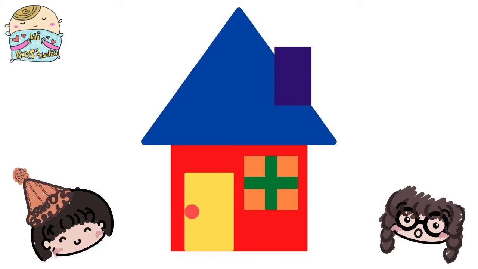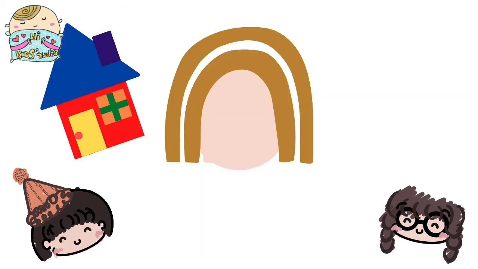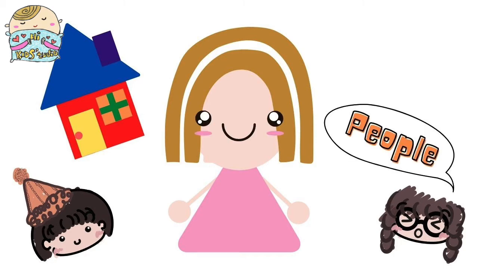We can also use the shapes to create different things. A circle head, curved lines for the hair, triangle for the body, and lines for the arms and circle for the hands. Ta-da! You get a person.